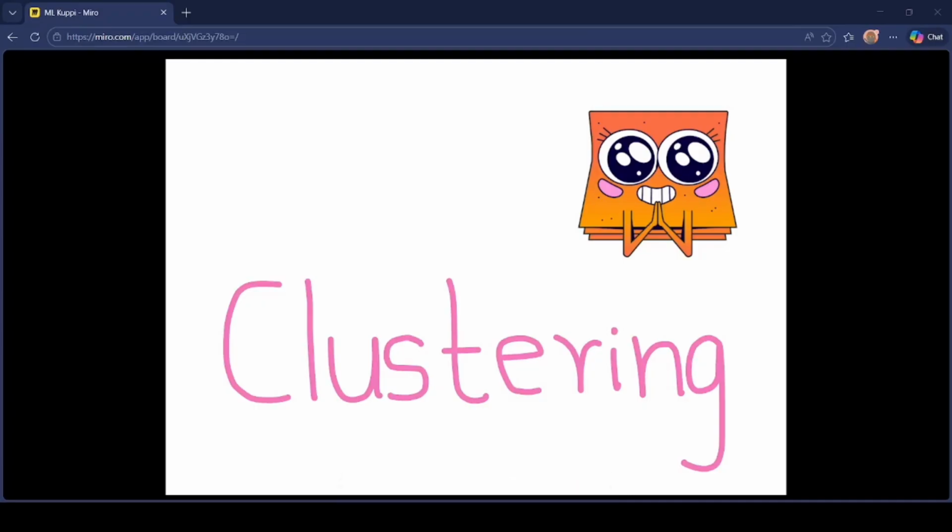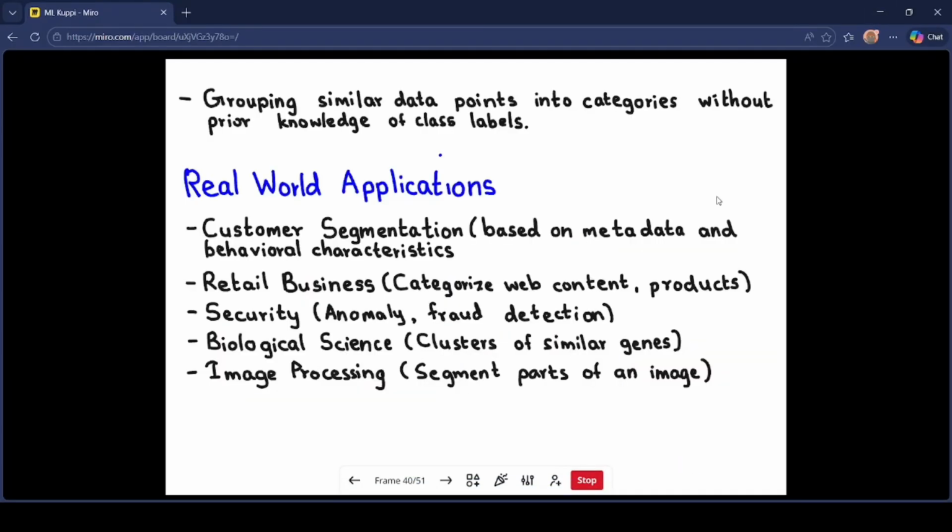Okay, so now we are coming into clustering, an unsupervised learning technique. This is where we group similar data points into categories without prior knowledge of class labels. So here we do not know the class labels, but we're still trying to group similar data points into categories and define categories later. A few real world applications of clustering would be customer segmentation, retail business, security, biological science, image processing, etc.